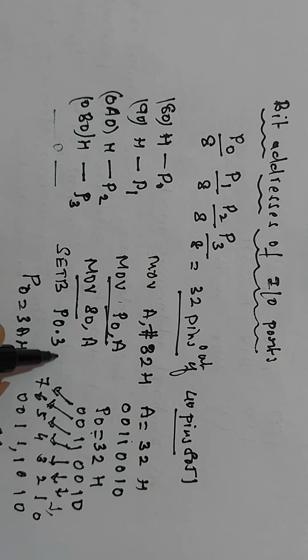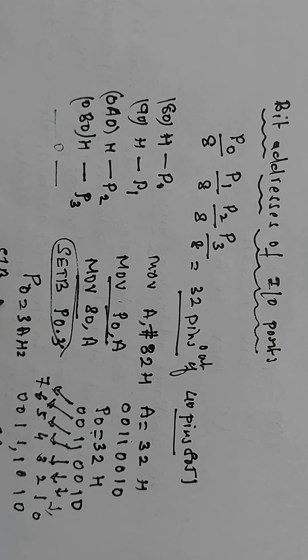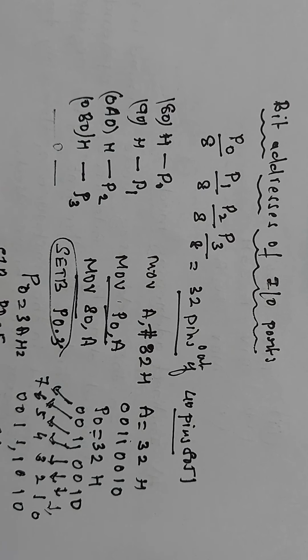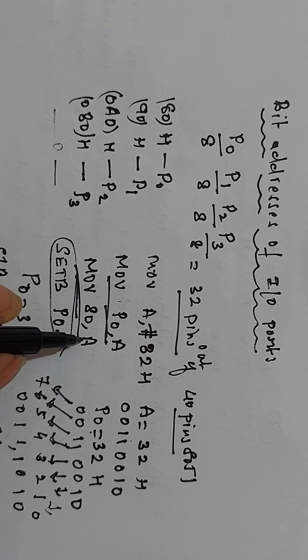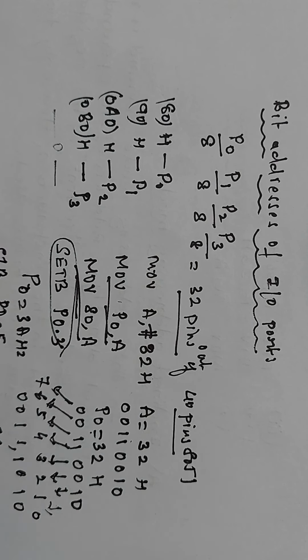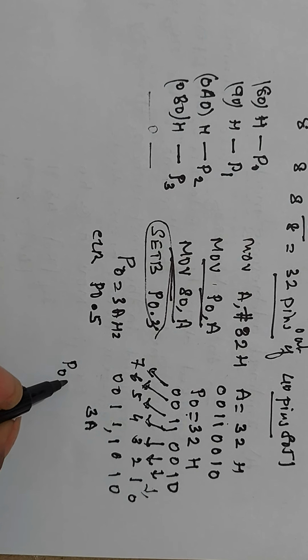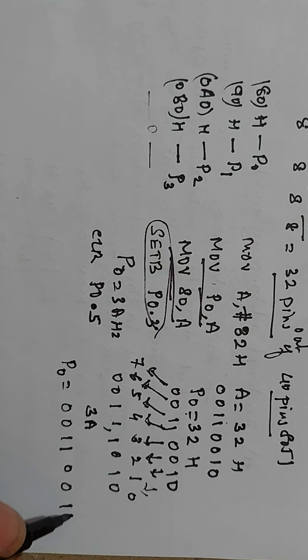Next, instead of writing this, if I write CLR P0.5, what does this mean? At this point the port with byte address 80 is port 0, which contains the number A, where A is 32. Therefore port P0 contains the value 00110010.